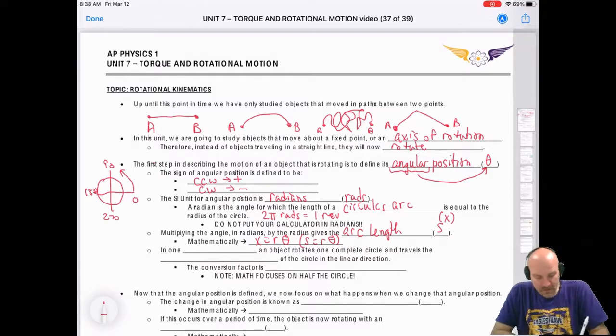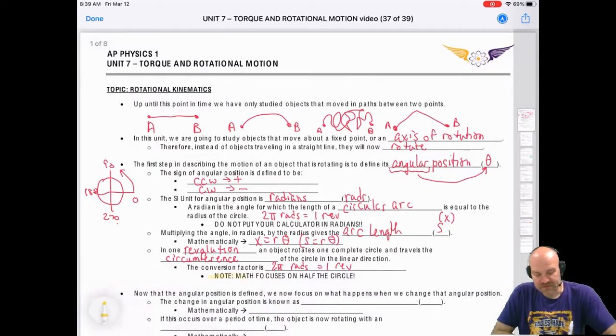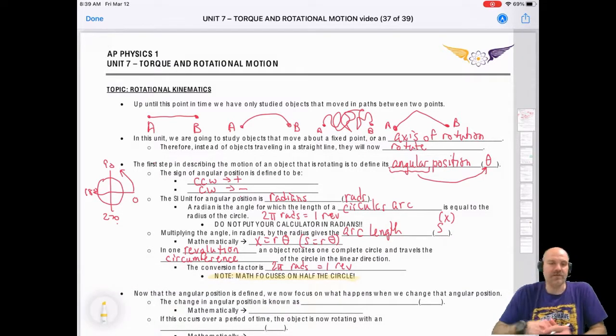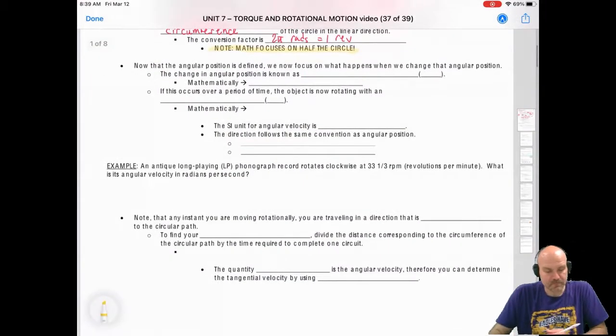Now, in 1 revolution, which is a complete trip around, an object will rotate 1 complete circle and travel the circumference of that circle. And the conversion factor is 2 pi rads equals 1 revolution. We talked about that. One thing I wanted to note is that when you do conversions in math, they use pi radians, so they only focus on half the circle, whereas here in physics, we're going to focus on the full rotation.